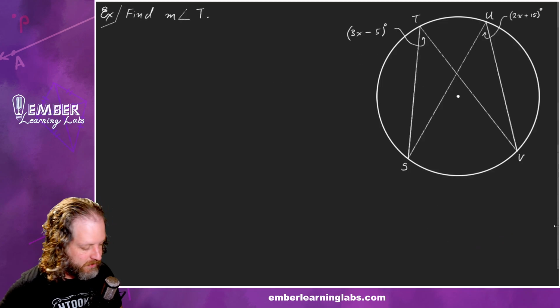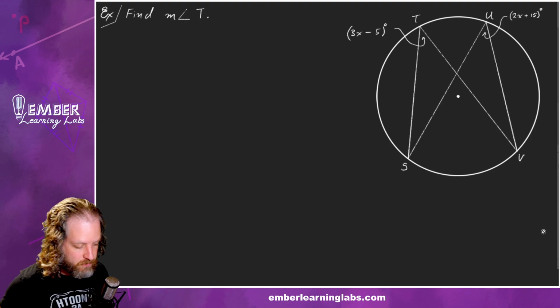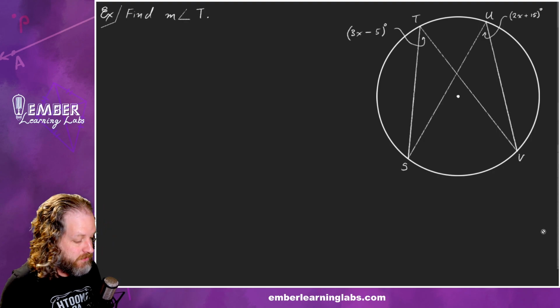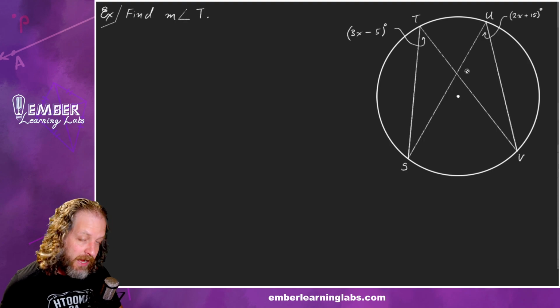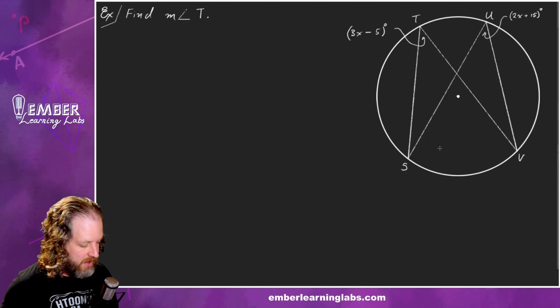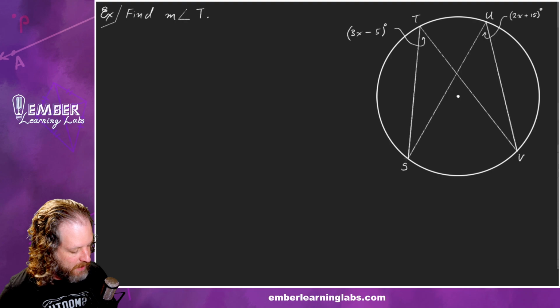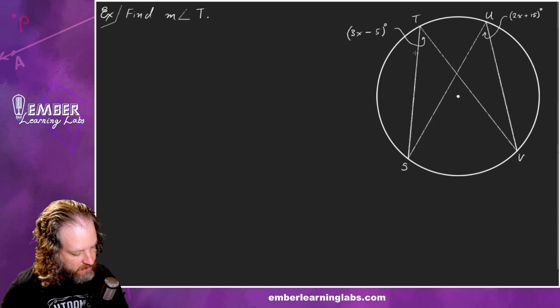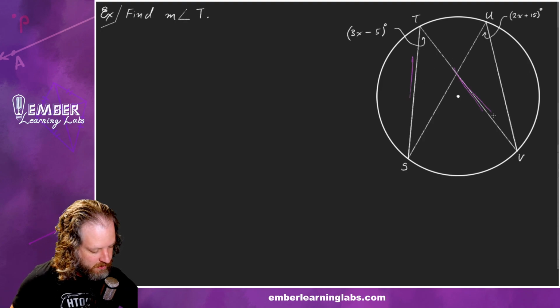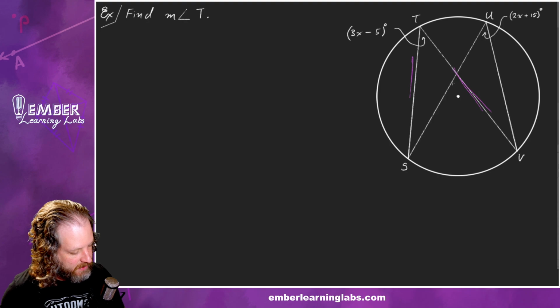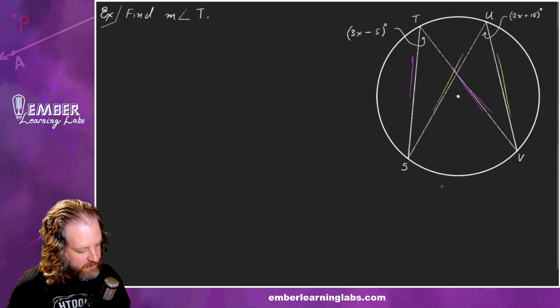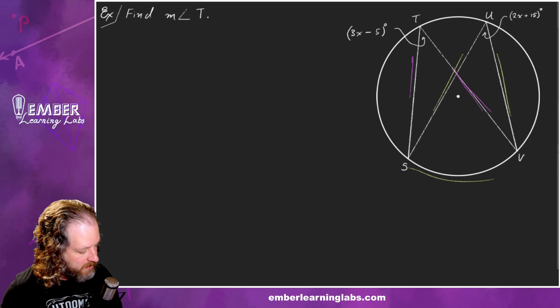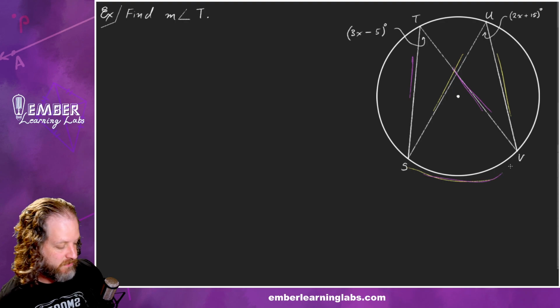Let's show that with an example with less labeled on here. So what do we got here? We're going to find the measure of angle T. So we got a couple of random angles, but luckily for us, they both intercept arc SV. So since this angle intercepts it, this one right here, and this one right here, they both intercept this exact same arc, this SV arc, right?